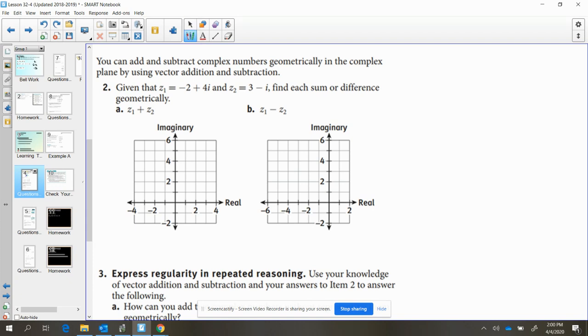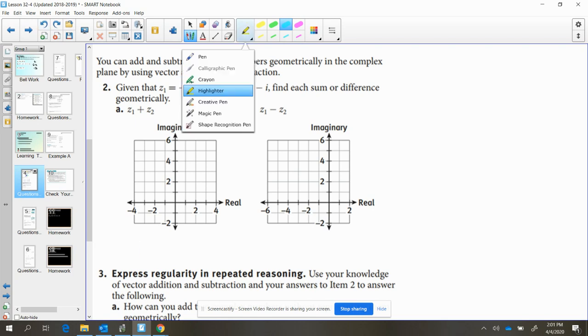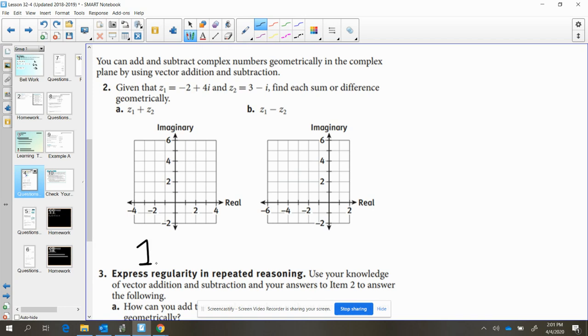So algebraically here, if we look at this symbolically, adding these two together, -2 plus 4i, and then plus the vector 2 here, 3 minus i, we're going to combine -2 and 3, we're going to get +1. And then the 4 minus the 1 with the i's, we get plus 3i. So there symbolically is our answer for that addition for A.